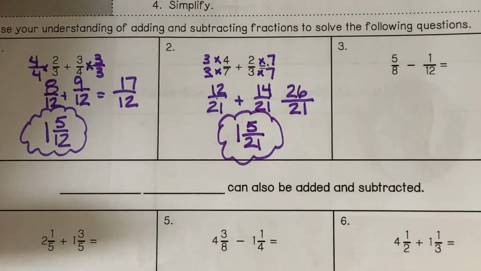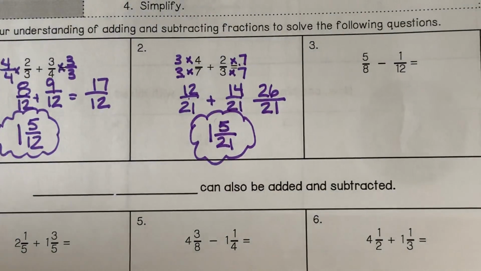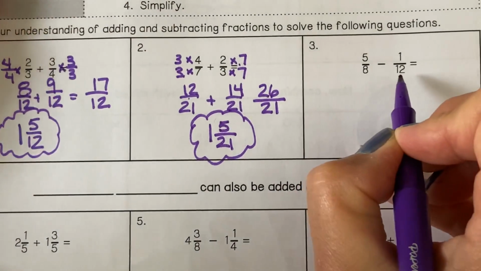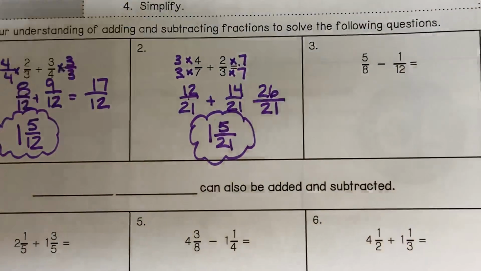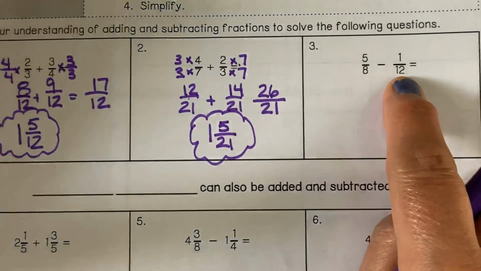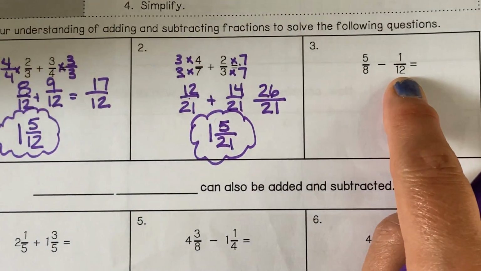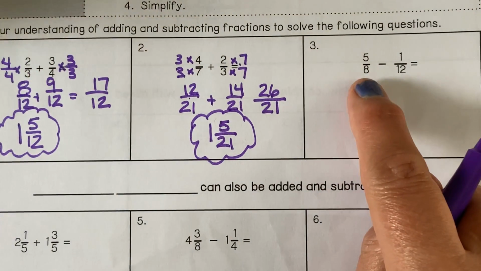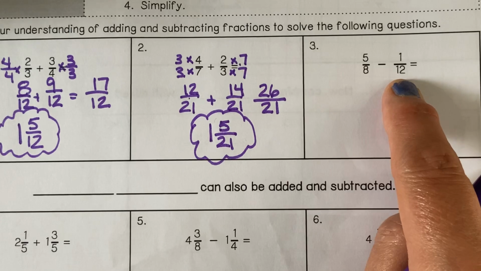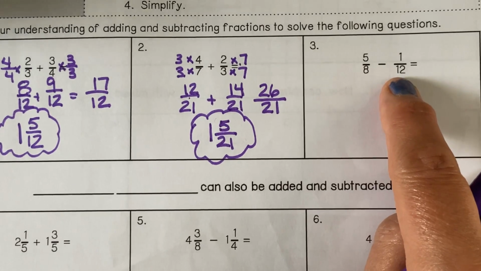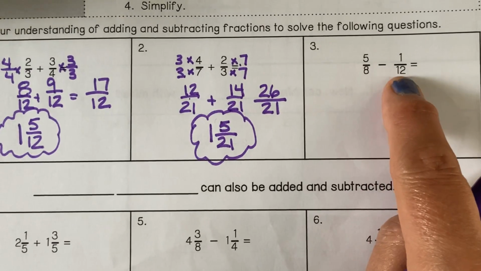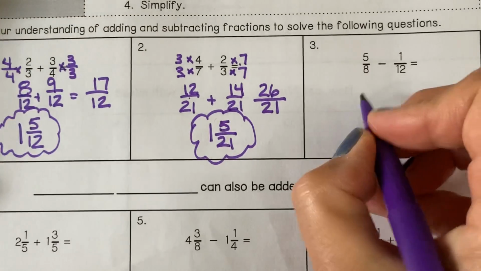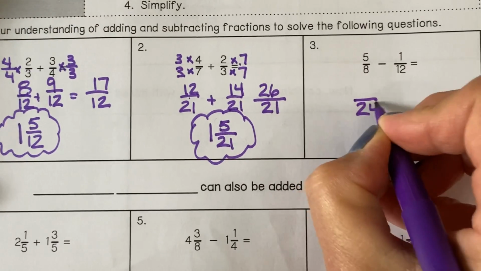All right, on my third one, I have a subtraction problem. So I have 5/8 and I have 1/12. Now there's a couple ways I could do this. I could multiply 8 times 12. I get 96, and I can use it as my denominator. Or I could say, what do I know that 8 and 12 both go into? Well, 12 times 1 is 12. 8 doesn't go into 12. 12 times 2 is 24. 8 does go into 24. Okay, so I'm going to want to use 24. It's just easier in the long run.